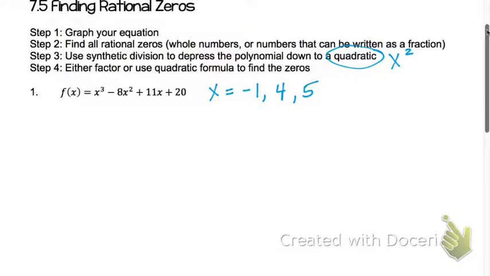So the only thing we know how to solve in Algebra 2 is x squared functions, using factoring, the quadratic formula, completing the square, something like that. So once you get it down to a quadratic, you're either going to factor or use the quadratic formula to find the zeros. So for number 1, I'm just going to choose one of them. We can choose -1. I'm going to use synthetic division.